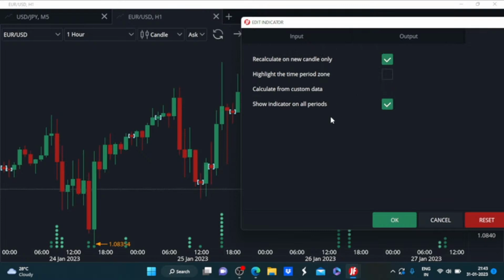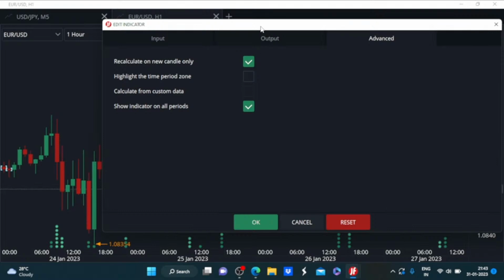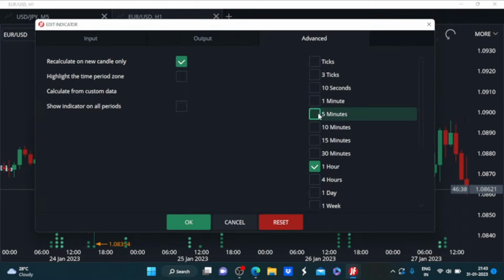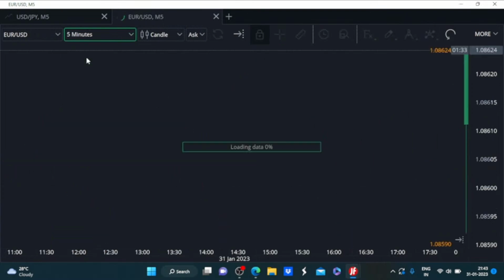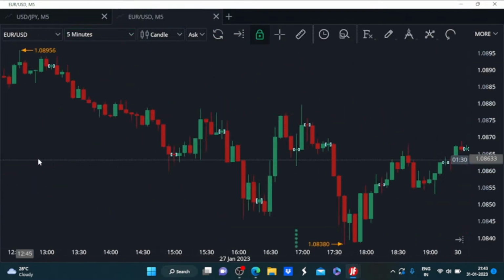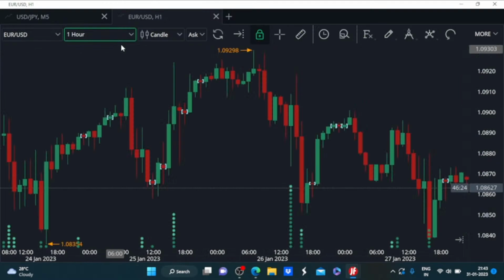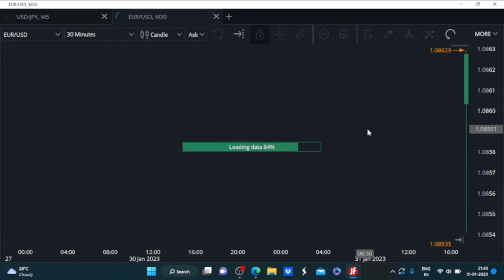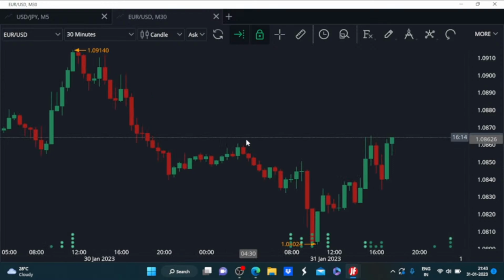Then this option has been disabled. Show indicator on all periods. Whenever you want to have this indicator available on all the candle periods, as and when you change the chart's candle period, it will be available. Else you can specify, suppose if you want it on 5 minutes and hourly only, then you can do that. Now if I change to 5 minutes, it is visible. Same thing happens when I change to hourly, but if I change to, say for example, 30 minutes, then you will see that it's not really available there.